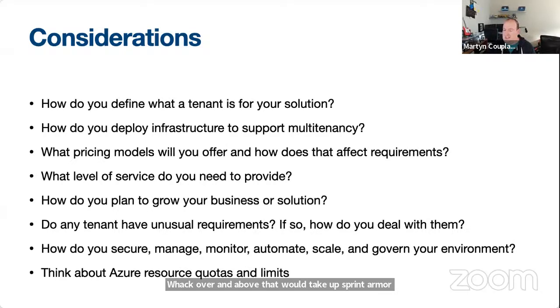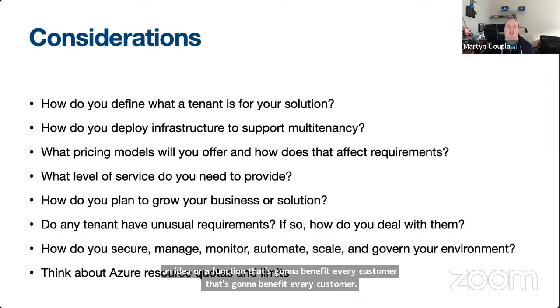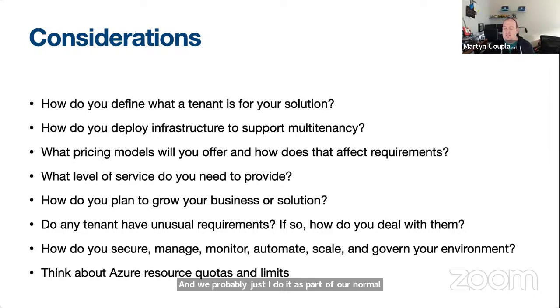If they've come up with an idea or a function that's going to benefit every customer, then we probably just do it as part of our normal development cycle. But if it's something that just benefits them, you need to balance out the effect it has on the rest of the work you have in your backlog versus the benefit it's going to give everyone else.